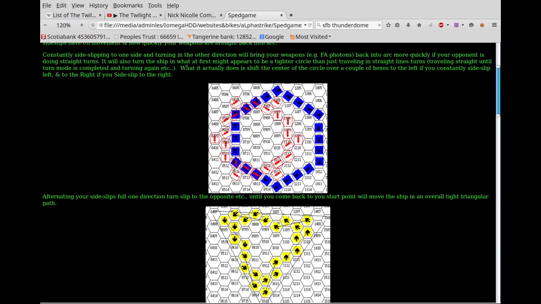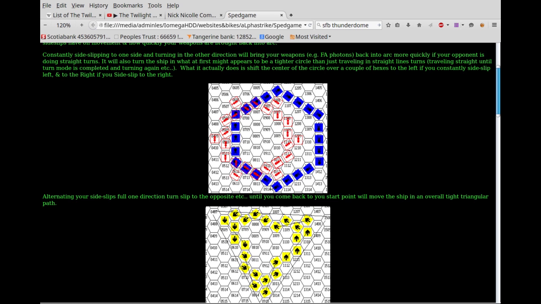You'll also turn the ship in what at first might appear to be a tighter circle than just traveling in straight lines, turns, traveling straight until the turn mode is completed and turning again. That's what a straight line turn is. What it actually does is shift the center of the circle over a couple of hexes to the left if you constantly side slip left and then turn to the right. So here is a Fed doing straight turns, and here is a Gorn doing slips to the left and turning back into the right.